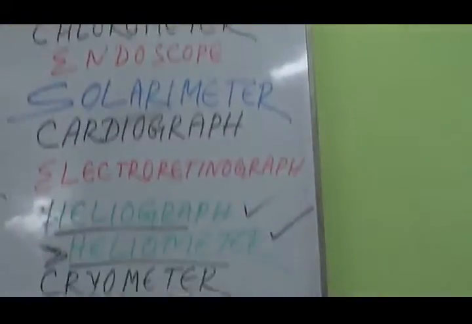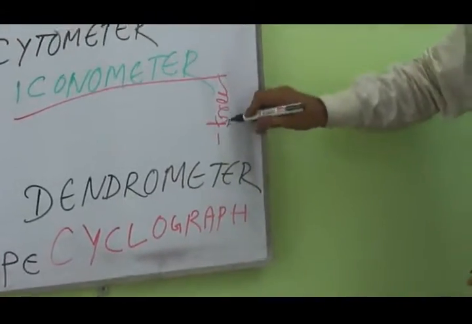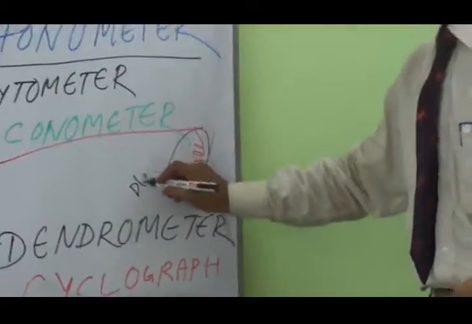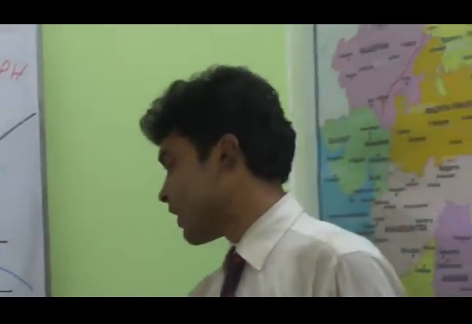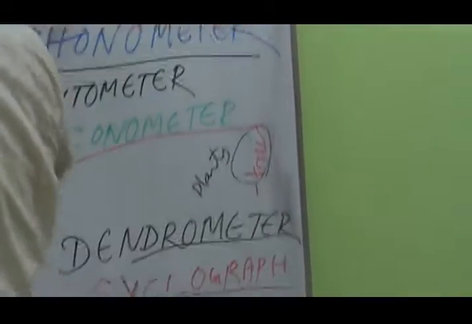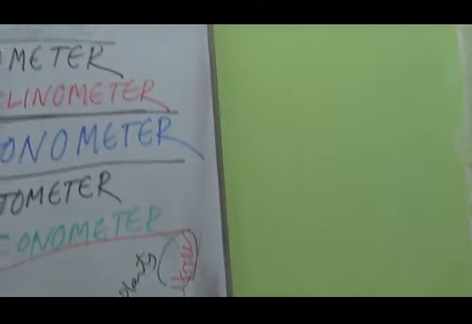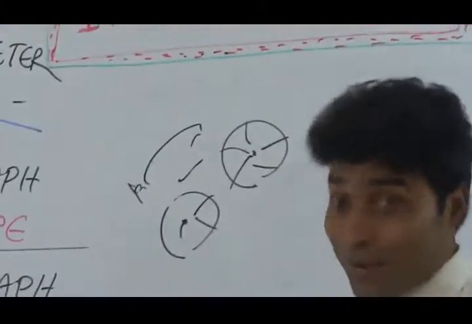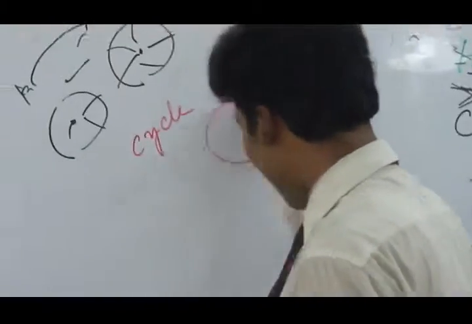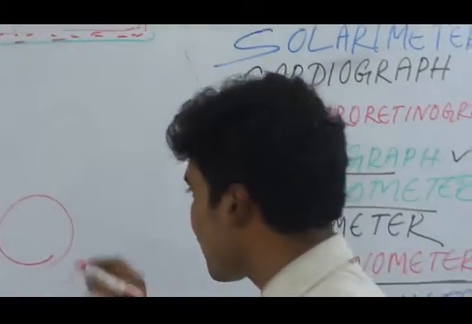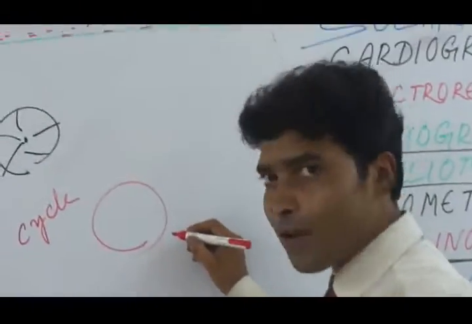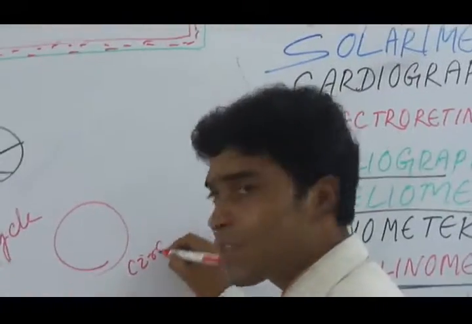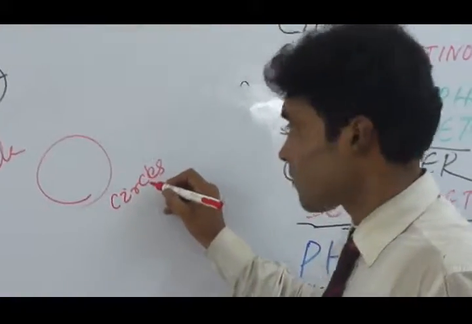Another thing is dendrometer. Dendrite is very simple, it means tree. So the intensity or density of trees and plants in jungles is measured by a dendrometer. What is cyclograph? Just remember cyclometer or cyclograph. You know a cycle has spokes and a handle. Cycle means round, so cyclometer is the instrument used to view circles and rotations, arithmetic numbers.